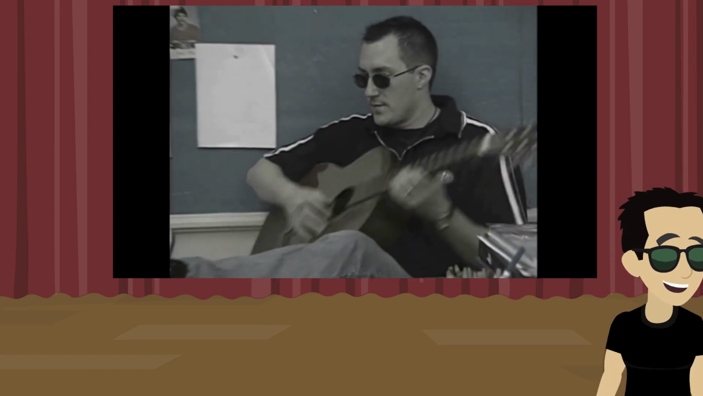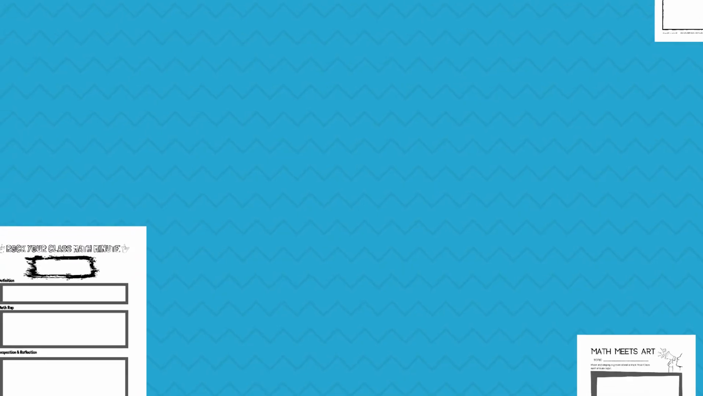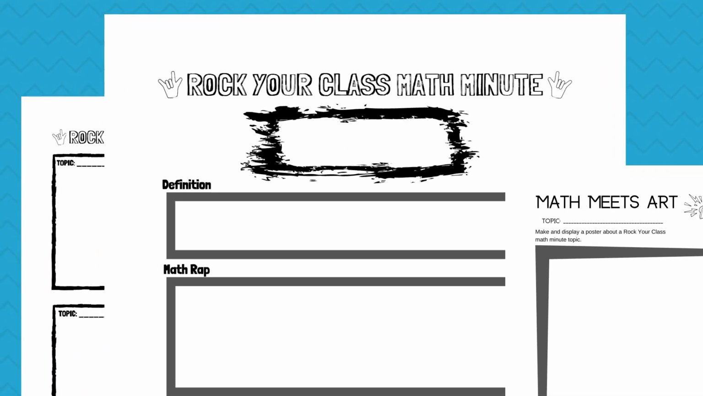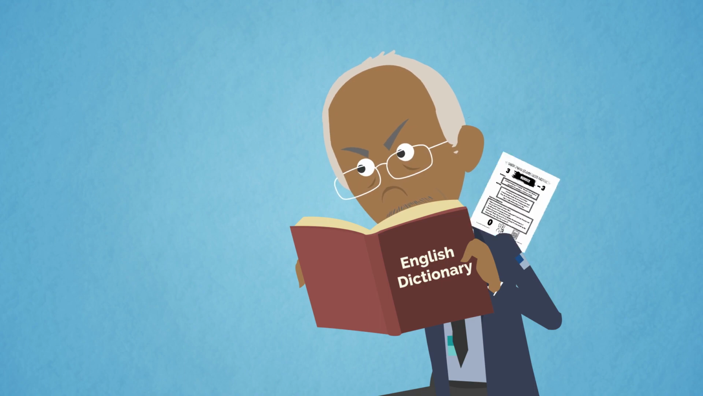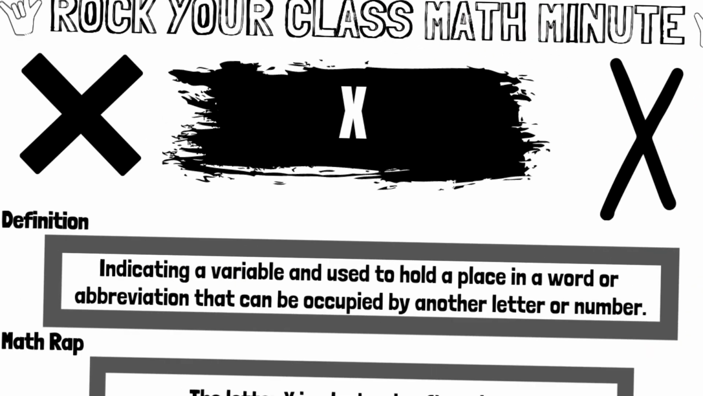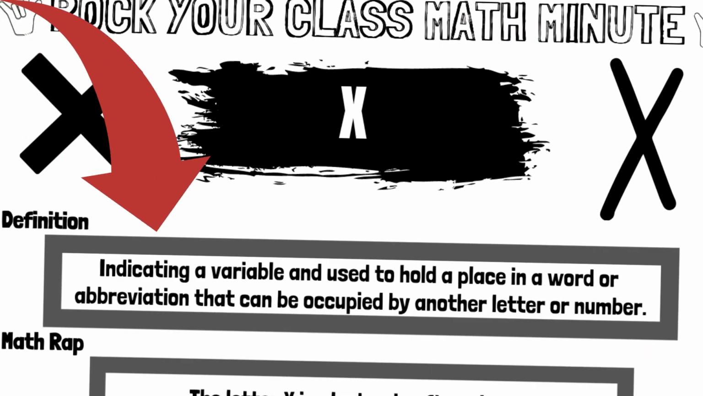Get ready for today's Math Minute topic. X. What does the dictionary say? Indicating a variable and used to hold a place in a word or abbreviation that can be occupied by another letter or number.